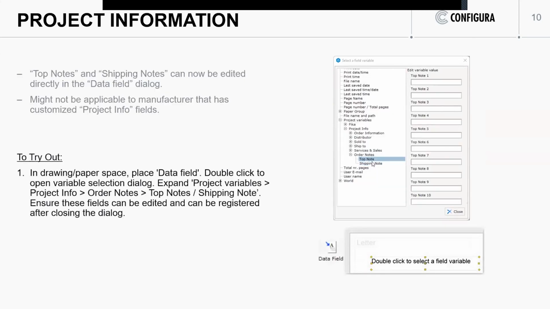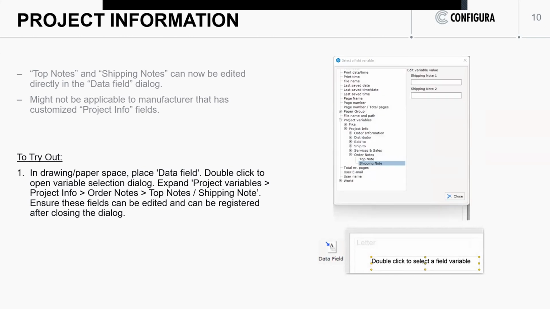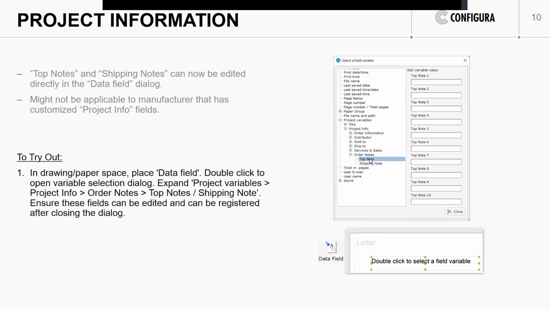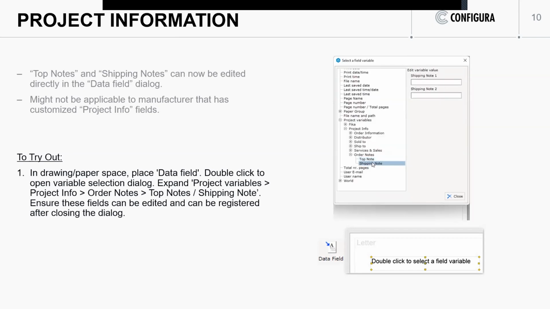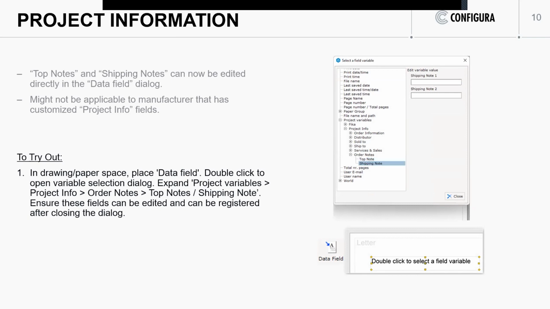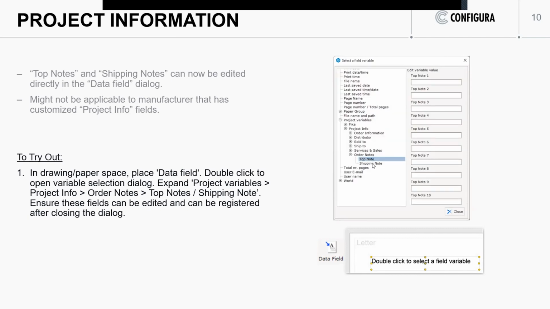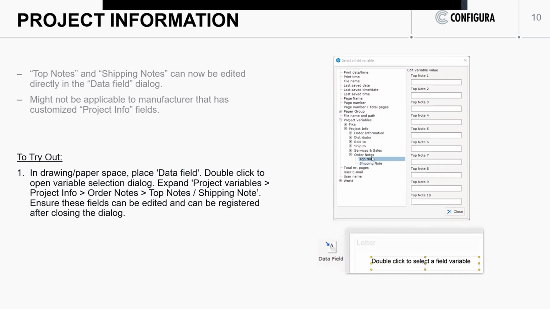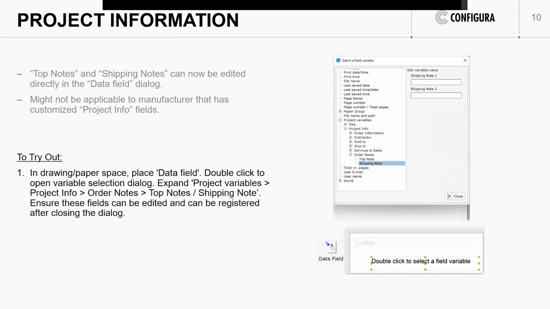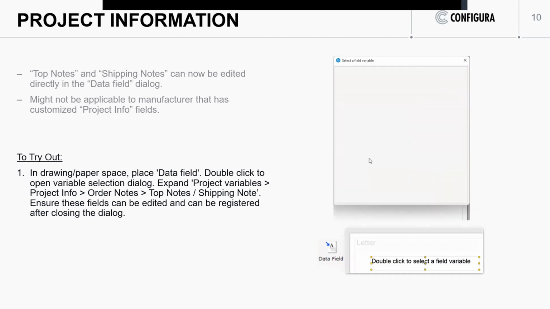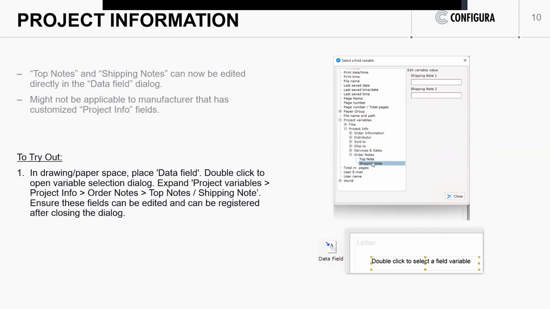If you are using the CET core project info and want to try this out, do follow the recommended steps. In drawing space or the paper view, place a data field snapper in empty space in your paper, and then double click it to open the variable selections dialog. Then expand the hierarchy to project variables, project info, order notes, and you'll find top notes or shipping notes. The entries for these fields are taken directly from the project info dialog.